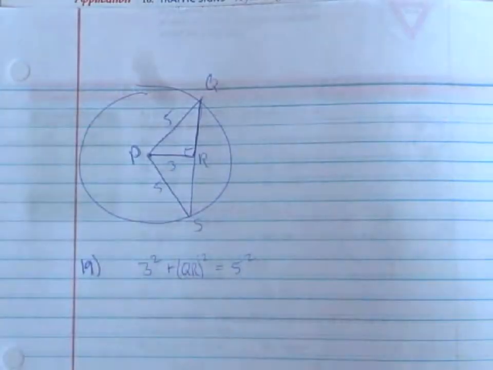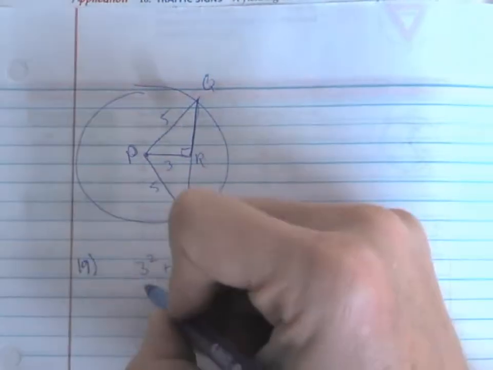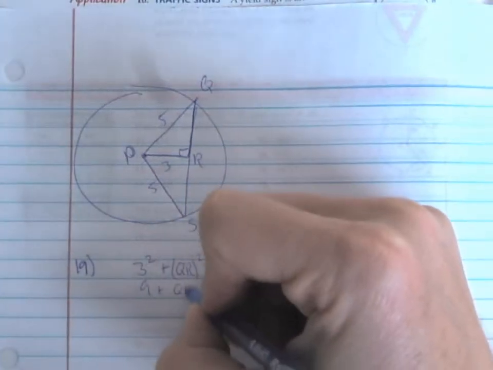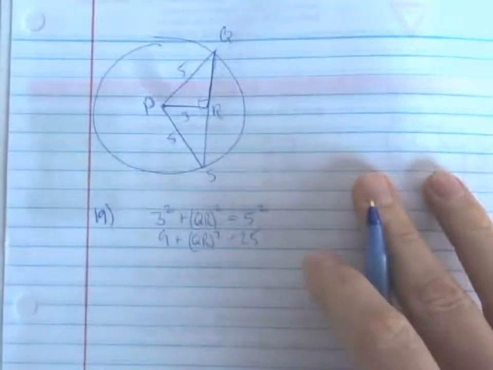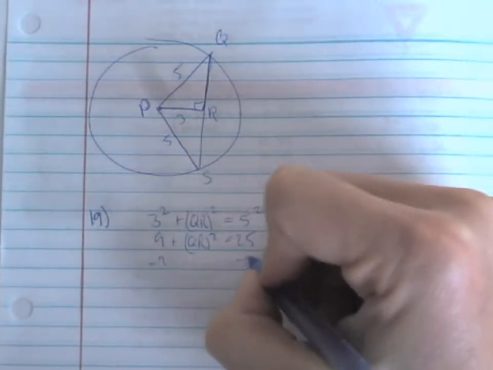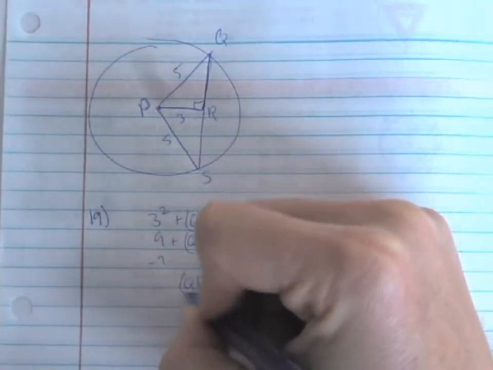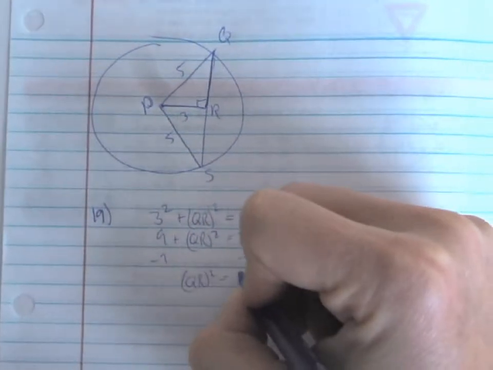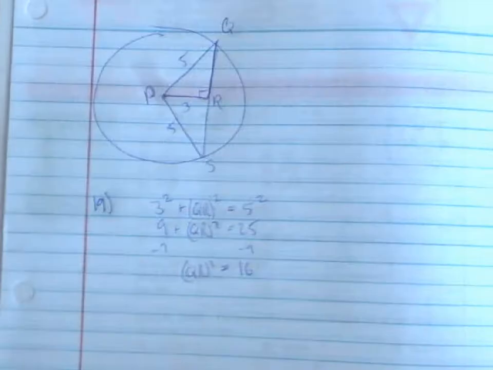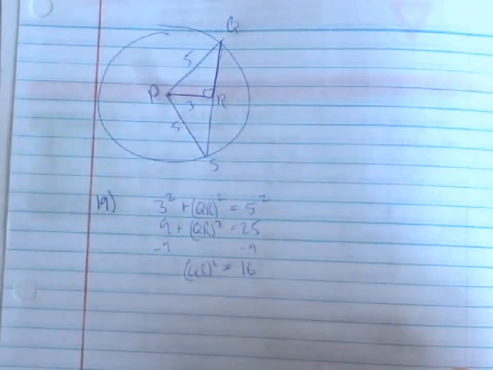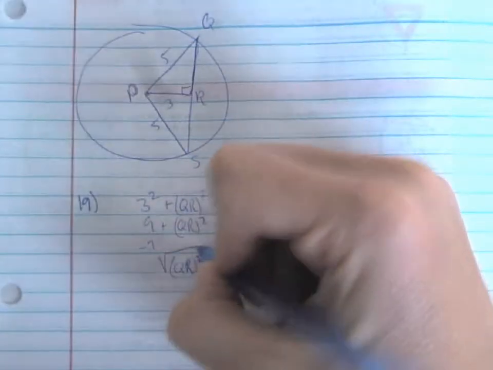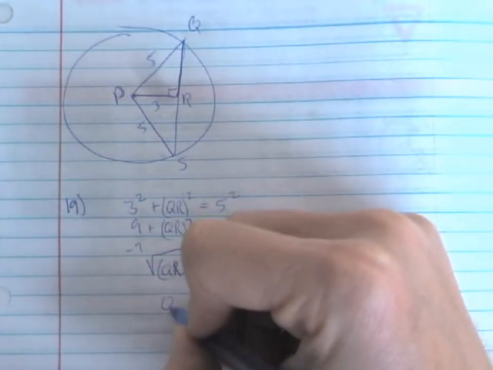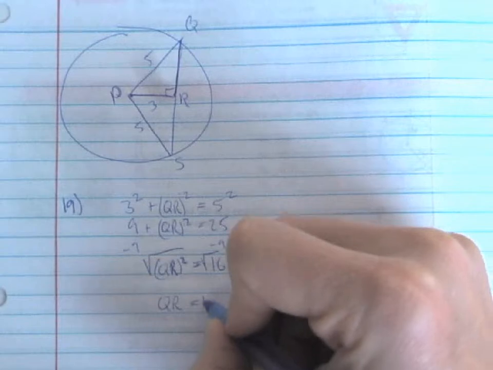Okay, so we'll write what we're doing. 9 plus whatever QR squared is equal to 25. Pythagorean theorem. Subtract 9 from both sides, so QR squared is equal to 16, right? Make sure you can see that. Then we're just going to take the square root of both sides. So QR is equal to 4.